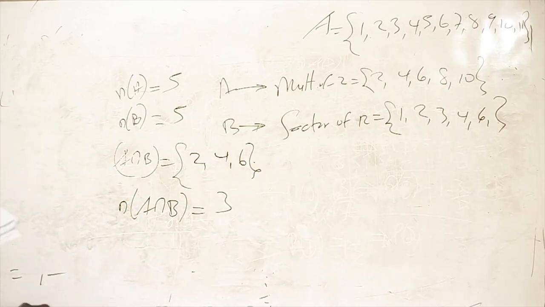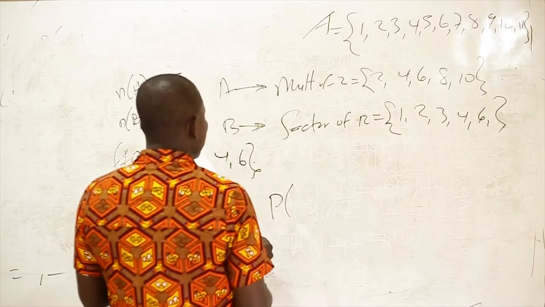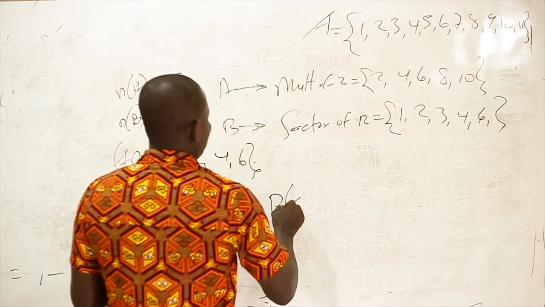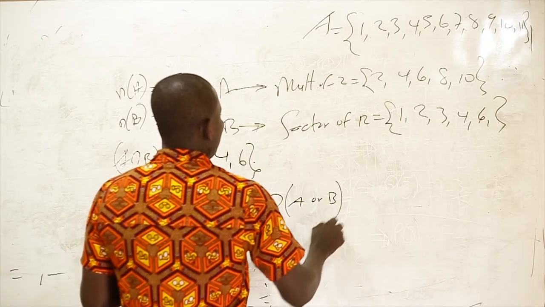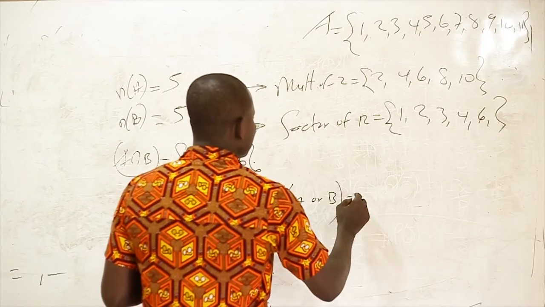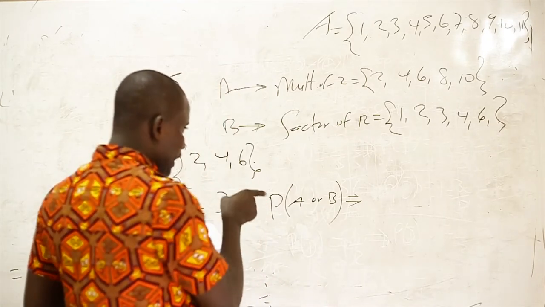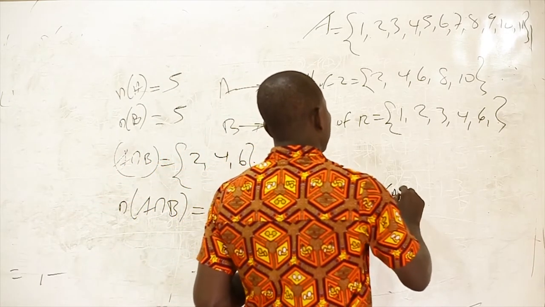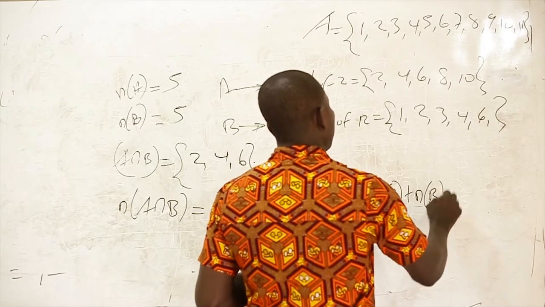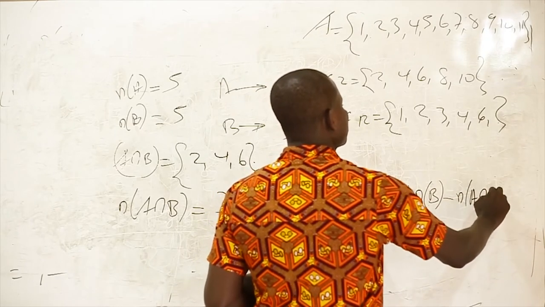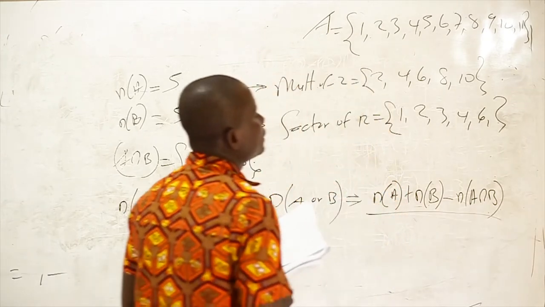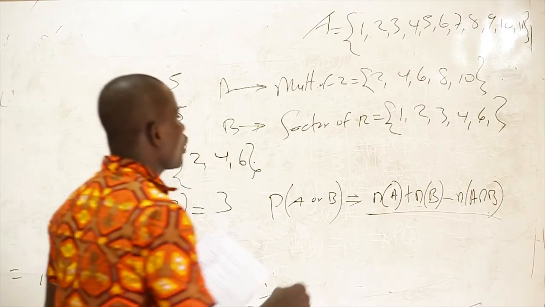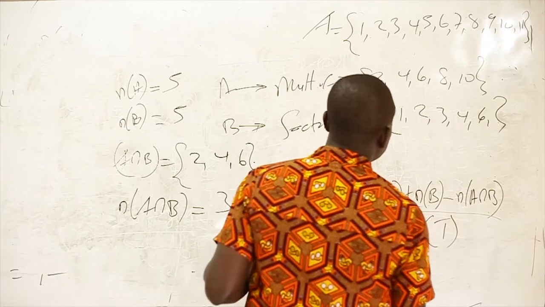So, if you want to get probability P, A or B, then we are going to get, that's P, A or B. It's going to be what? It's going to be N A plus N B minus N A intersection B. That means the intersection elements should be taken away because they repeat themselves in 2 ways. So we have to take them away. All over N total. Please get this right.